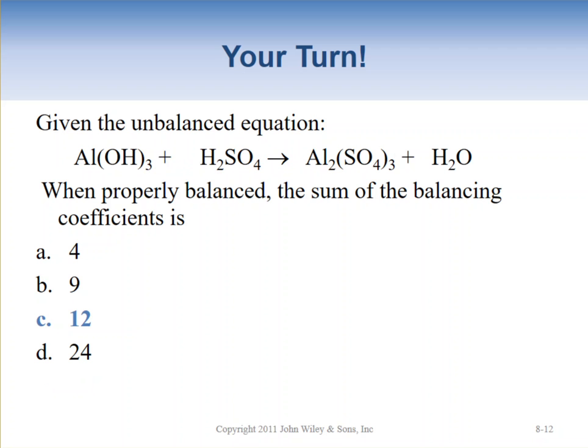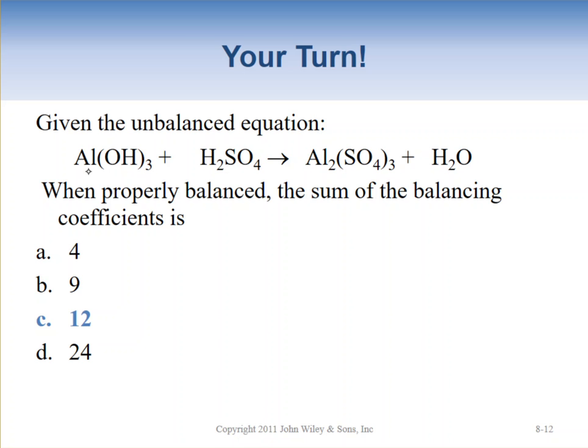Another example. Now you're looking at a reaction of aluminum hydroxide and sulfuric acid that produces aluminum sulfate and water. So the goal is to balance the equation, and once you balance it, you want to know what the sum of balancing coefficients are. So to balance this, we first want to look at our metal, which is aluminum.